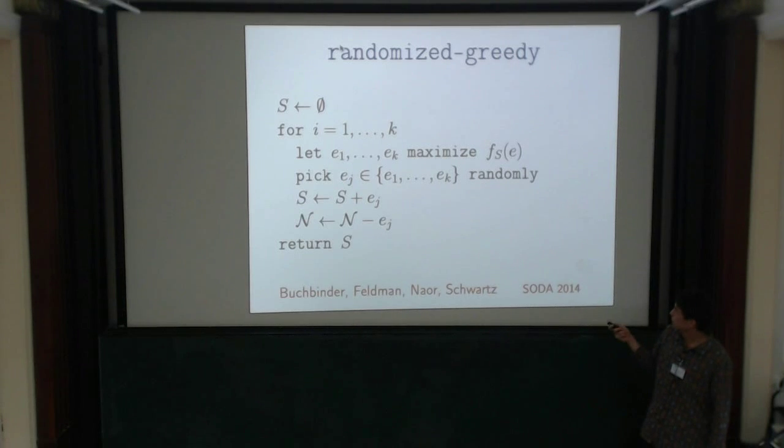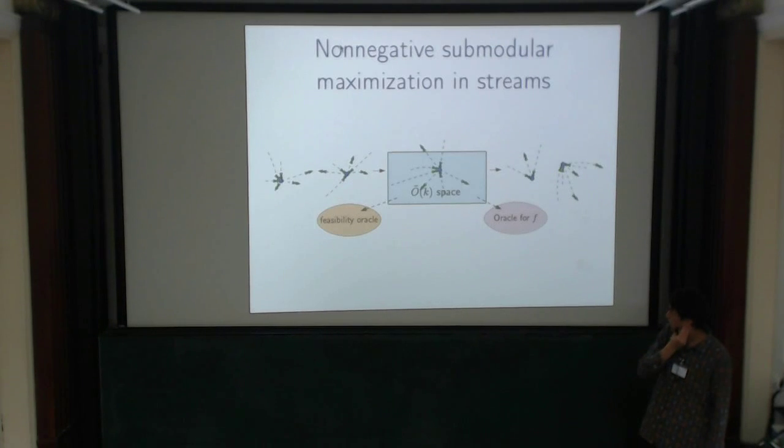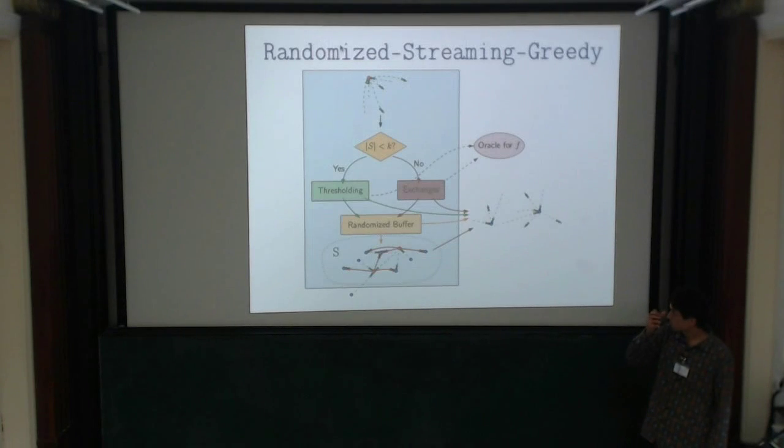Okay, so I'm finally approaching the part where we actually did our work, which is non-negative maximization in a streaming setting. So at a high level, I'm going to take everything we've seen, the thresholding and exchanging, and this kind of randomized buffer, and just mash them all together. And then we just have to be a little delicate in how we do so.